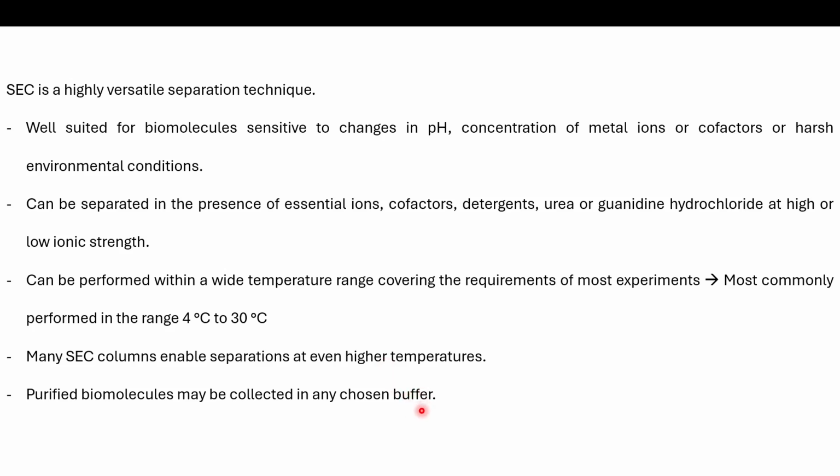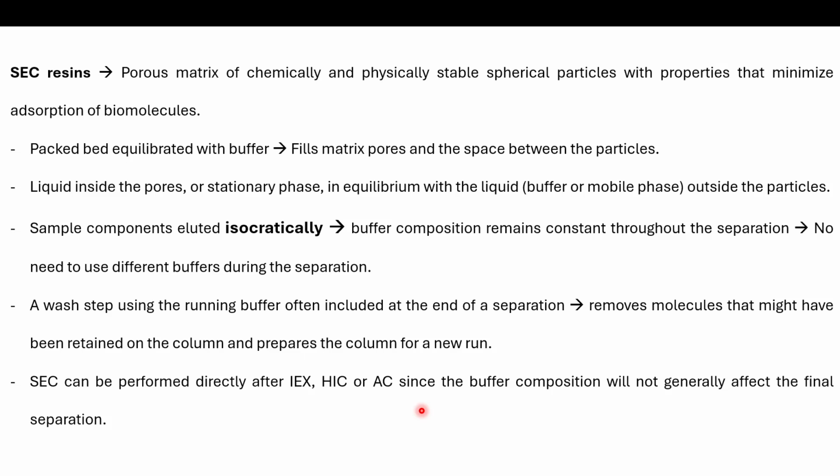Basically, you have to take care of the buffer in which your sample of interest, or the complex or entity that you want to purify, is stable. Okay. Now, SEC resins are usually a porous matrix of chemically and physically stable spherical particles, with properties that minimize the adsorption of biomolecules. There should be no interaction with the sample or the mobile phase passing through it.